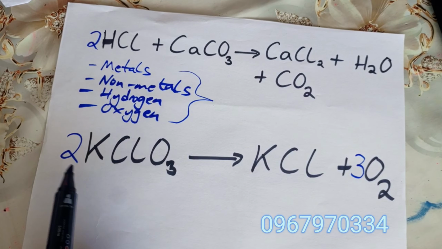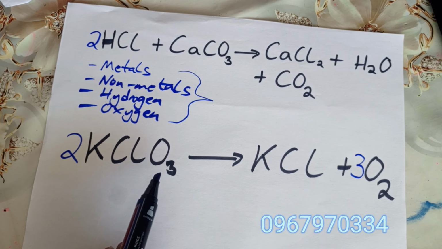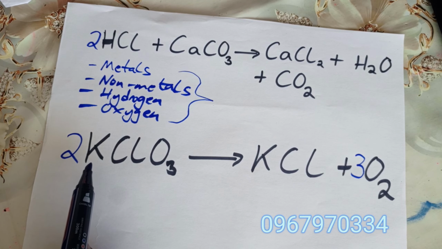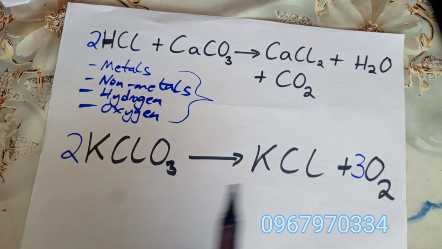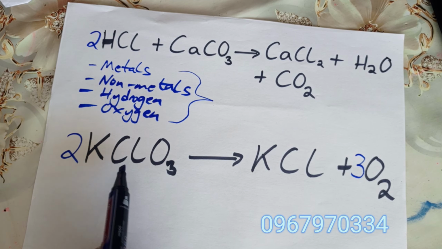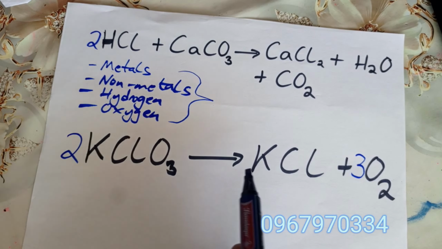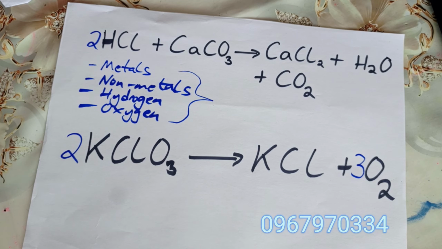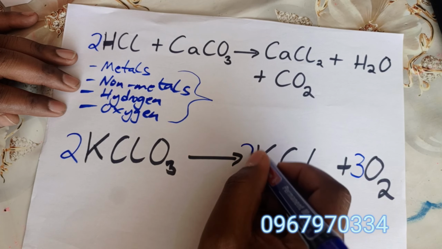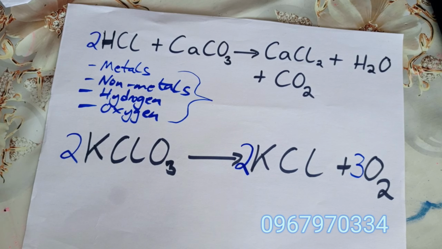Now we can see that by putting a 2 in front of the potassium chloride, it means the potassium and the chlorine no longer balance. We have 2 potassium atoms here, 1 there, 2 chlorine atoms here, 1 there. So to balance these, the potassium and the chlorine, we simply put a 2 there. Then our equation is balanced.